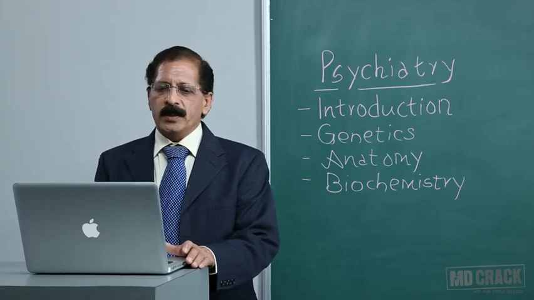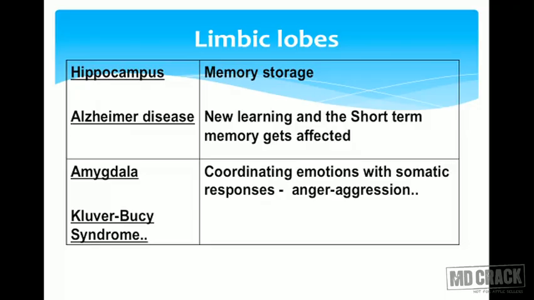Coming to the limbic lobes, as far as the hippocampus is concerned, the important disease is Alzheimer, to remember, and the hippocampus is concerned with memory storage. And in Alzheimer, usually we get affection of new learning and short-term memory. So new learning and short-term memory get affected.